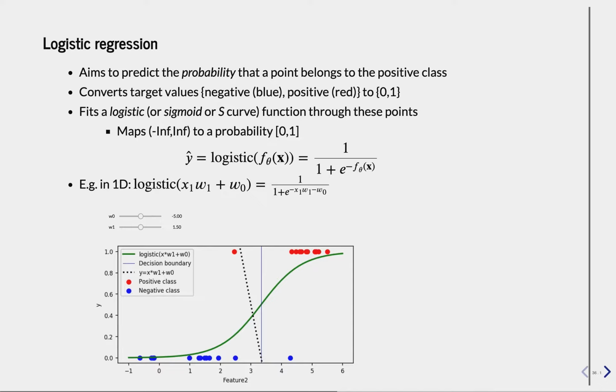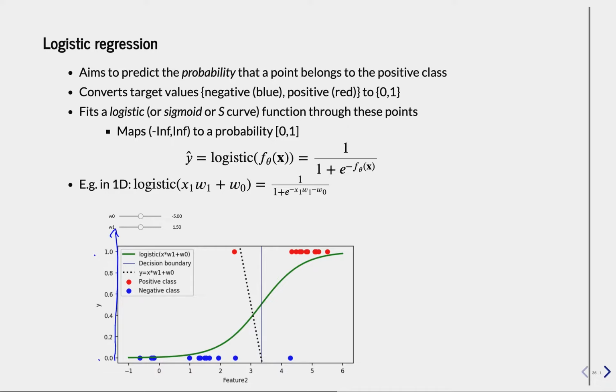It does this by first converting the target values, a positive and negative class, to 0 or 1. So all the blue points, the negative class, are mapped to 0, and the positive class, red ones, are mapped to 1. So you can see this as adding another feature to our data set. So we have a new target feature y. And then fitting a function through there which maps this as closely as possible.